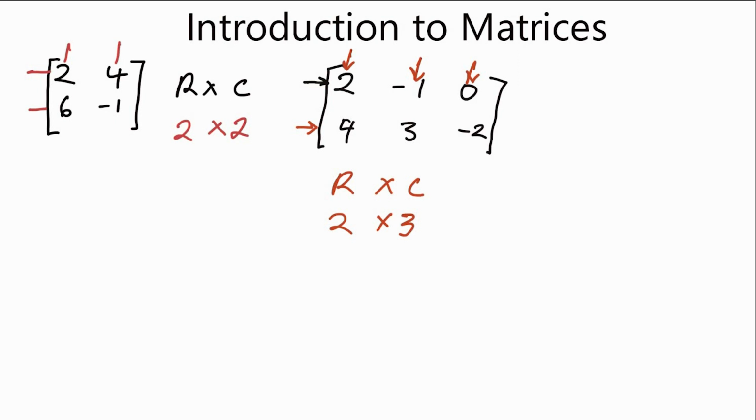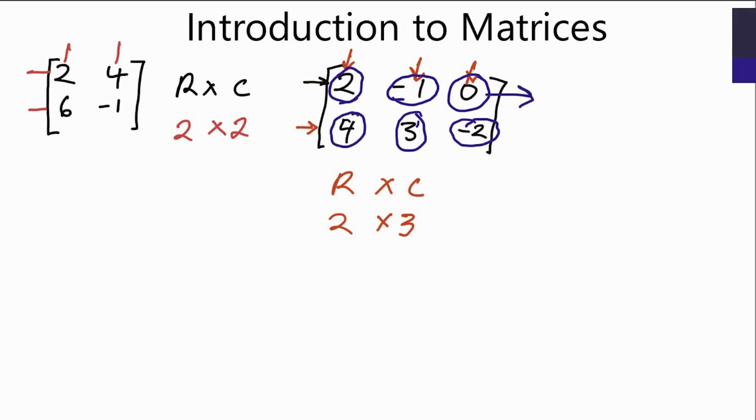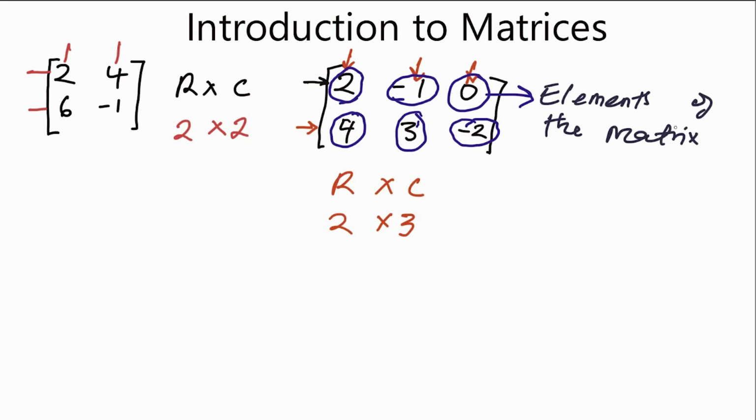And whatever we are seeing inside here, the 2, we have minus 1, we have minus 2, we have 0, we have 3, and we have 4. These ones are what we are calling the elements of the matrix. So like we've seen, we can arrange the elements so that we have them in terms of rows and columns, and that forms what we are calling our matrices.